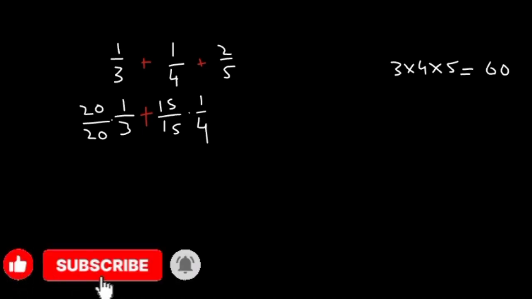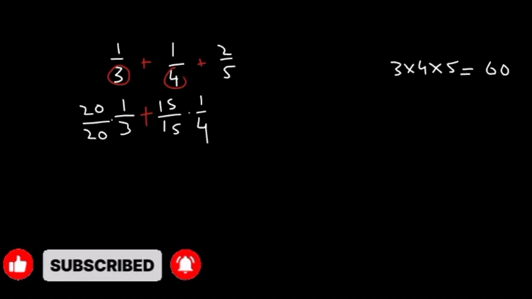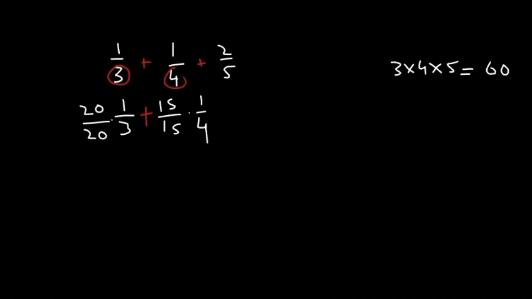Now we multiply these two denominators, 3 times 4, which is 12. So we multiply 12 over 12 with the last term, 2 over 5.